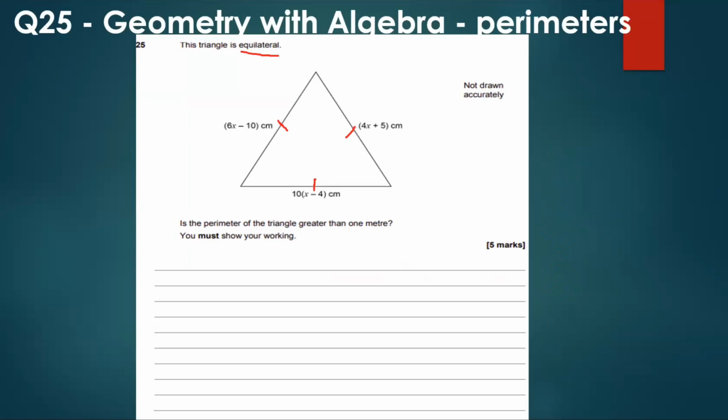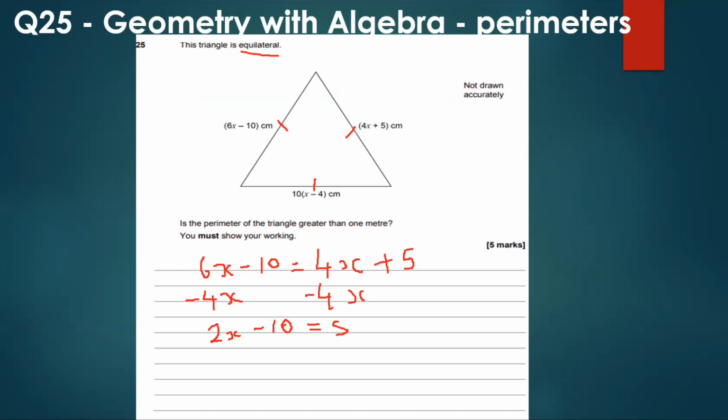So what I'm going to say is, I'm going to set 6x subtract 10 equal to 4x plus 5. It doesn't actually matter which two equations you put equal to each other. So this can be equal to this, or this can be equal to this, or this can be equal to this, as long as two of them are equal to each other. What I've done is pick an easier equation to solve. So solving this, subtracting 4x on both sides, 6x subtract 4x is going to be 2x. 2x minus 10 is equal to positive 5.